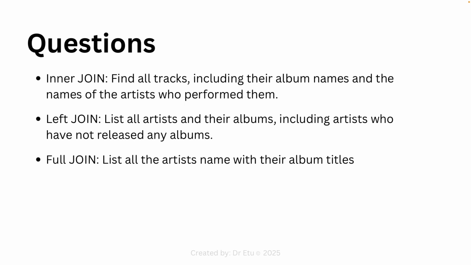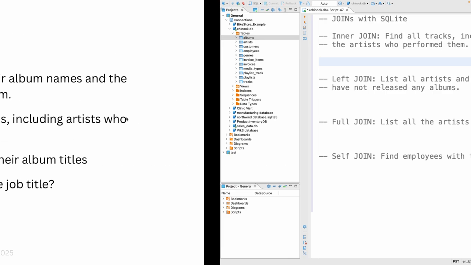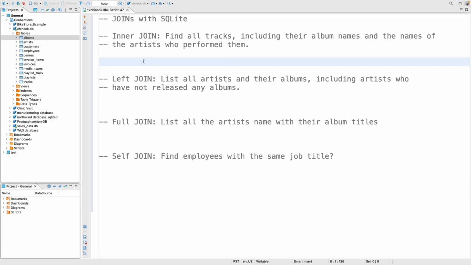Our third question is on a full join. List all the artist names with their album titles. And then the last question is a self join. Find employees with the same job title. So let's head over to DBeaver and see how we can answer all of these questions.